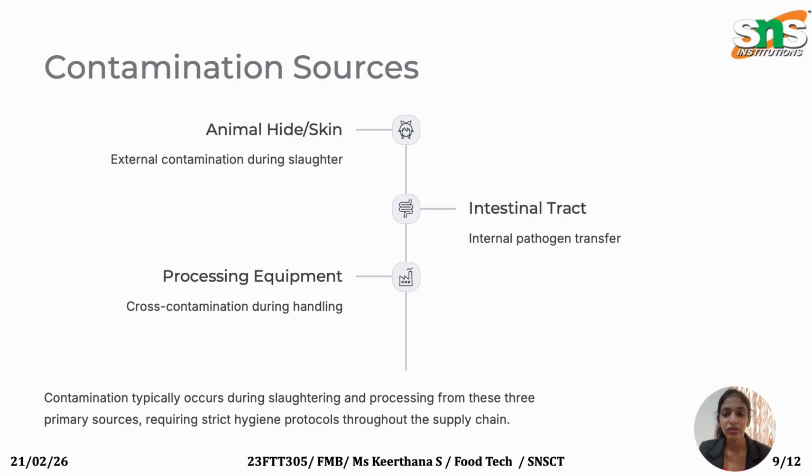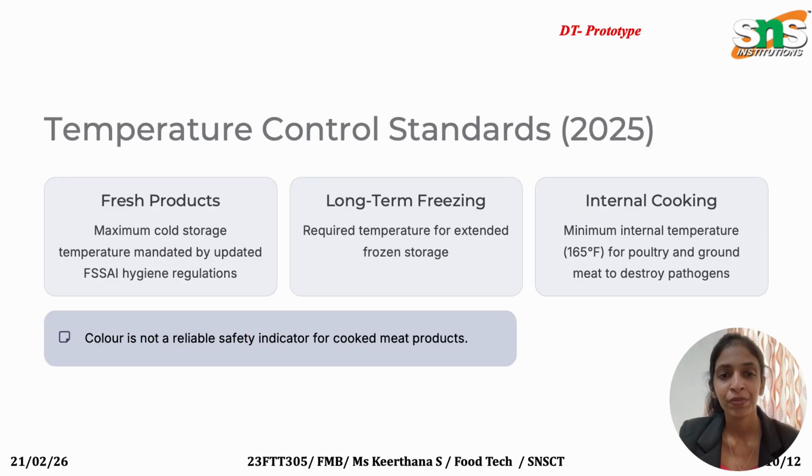And this is about contamination sources. So, where does the contamination start? Contamination can begin from animal hide or skin, intestinal contents during the slaughtering process, processing equipment, and the handlers, or the way we handle the product. Slaughter and processing stages are the critical control points. So, that is where the HACCP system plays a major role. And over here, we have the temperature control standards.